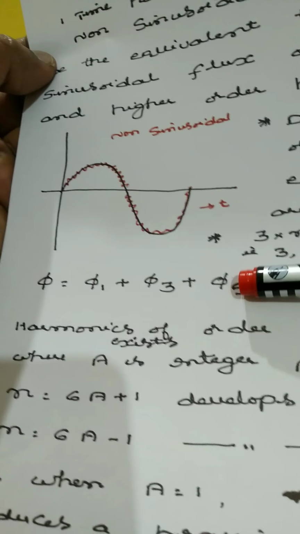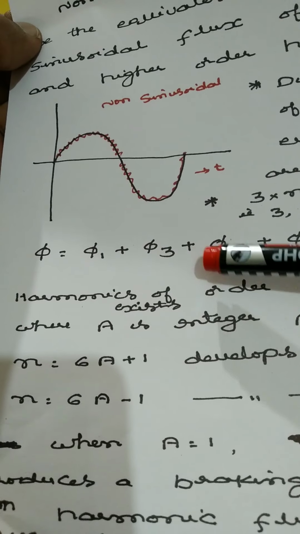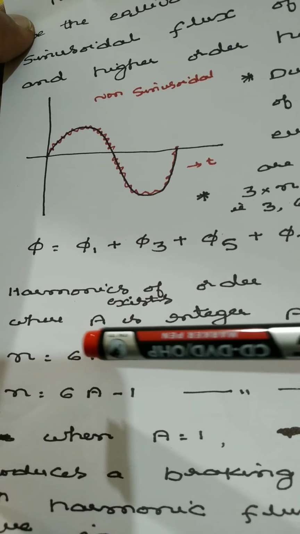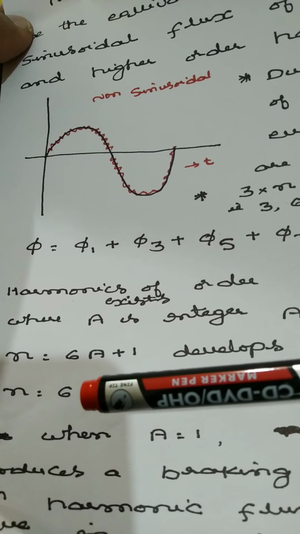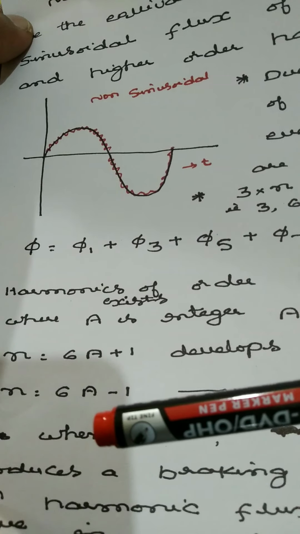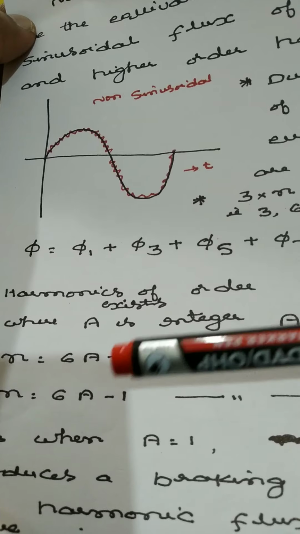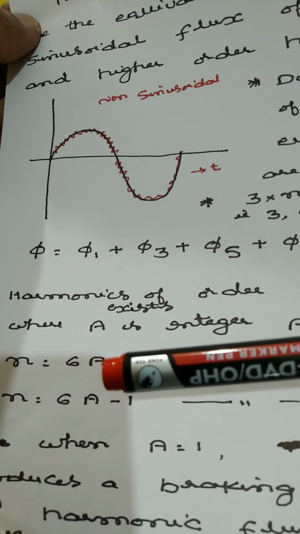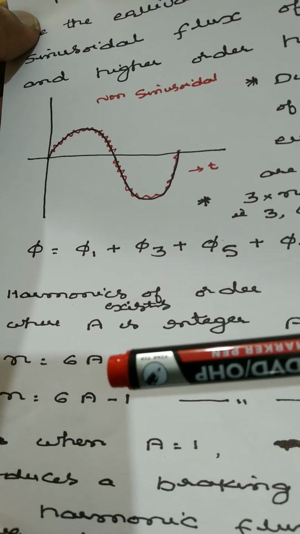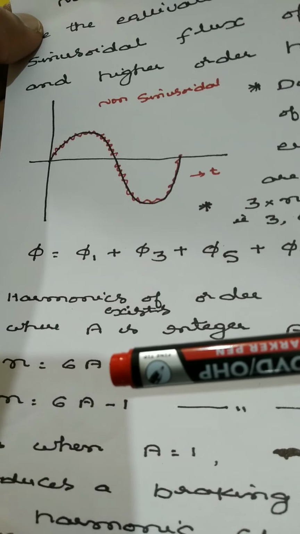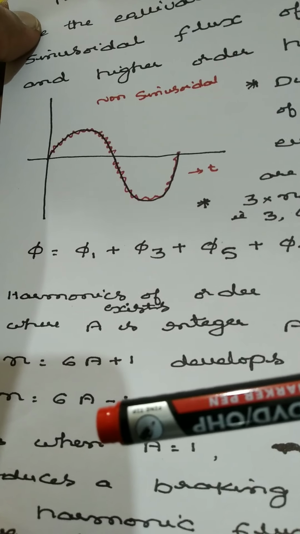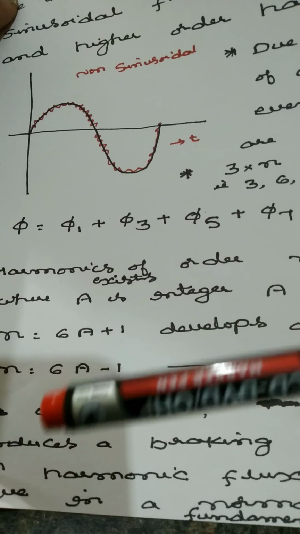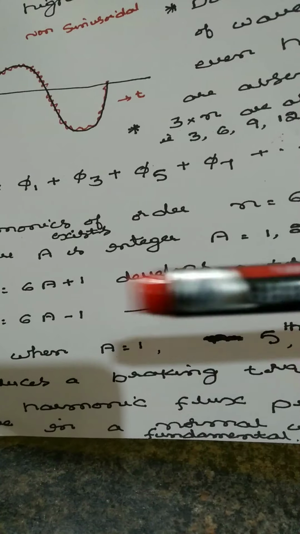If you substitute a equal to 1, then 6 into 1 plus 1 gives n equal to 7, and 6 into 1 minus 1 gives n equal to the fifth harmonic. The seventh harmonic gives a forward torque with respect to the fundamental, but the fifth harmonic produces a braking torque.